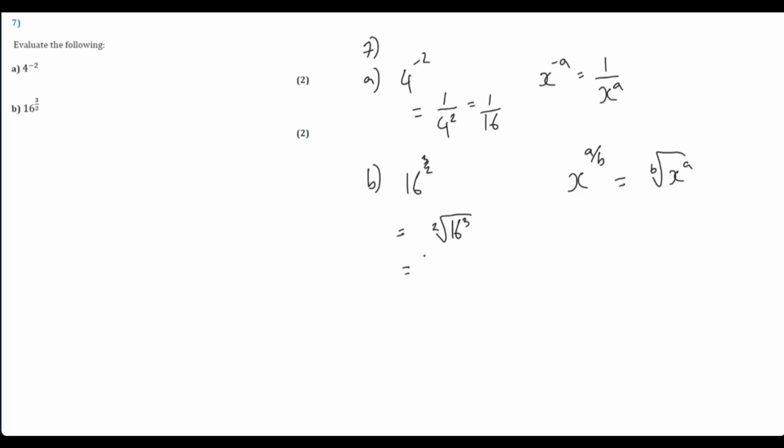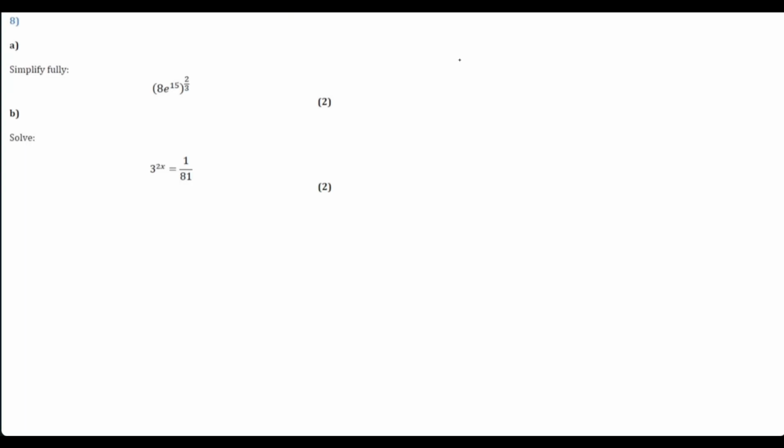In these situations, I recommend doing the roots first. The square root of 16 is 4, but we still have this power of 3. 4 cubed is 64. That's finished. Question 8, slightly tougher indices questions. Part A.